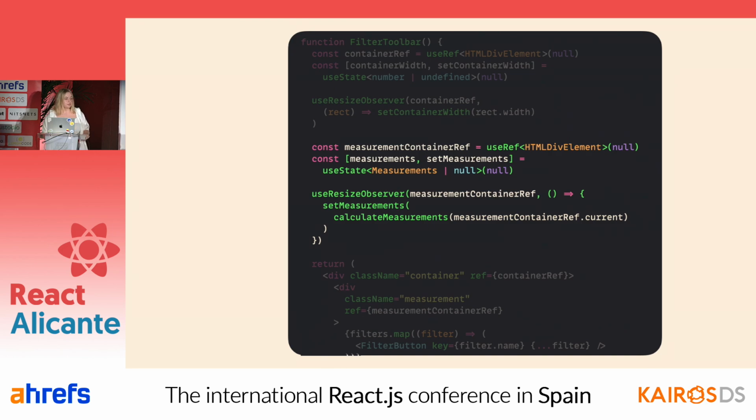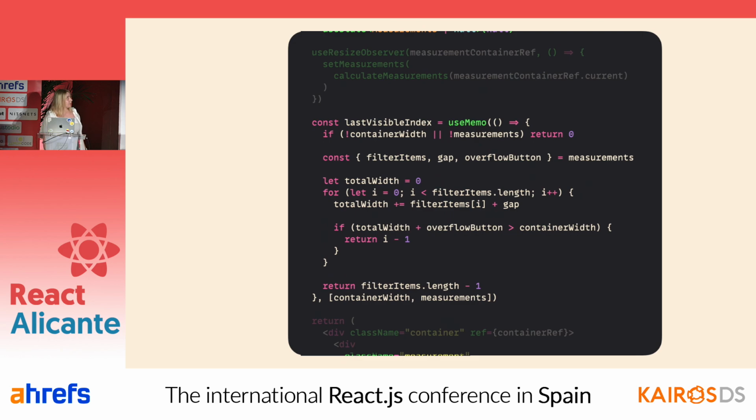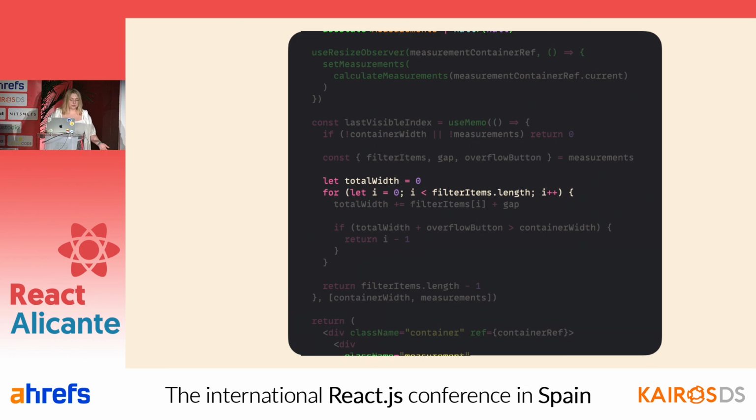The only thing left for us to do is to understand which is the last element that can fit within our container. We can calculate it with this chunk of quite imperative code, but it's actually quite simple. It's very similar to the process that we did in the beginning when we just tried to fit different things inside the container. So we'll just iterate through all of our filter items. We'll add them to the total width of occupied space together with the gap. And then if it doesn't fit, so if together with the overflow button it becomes bigger than the container width, we know that this is the last element. The previous element was the last element that we could display. If none of these are returned, we know that all items could be displayed.